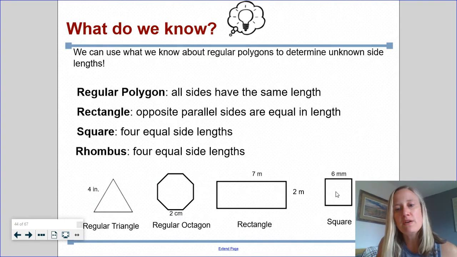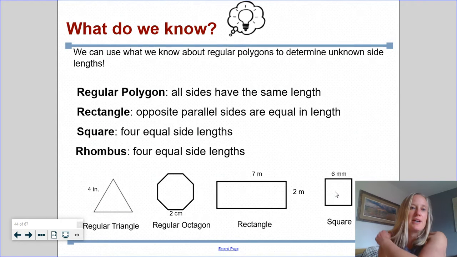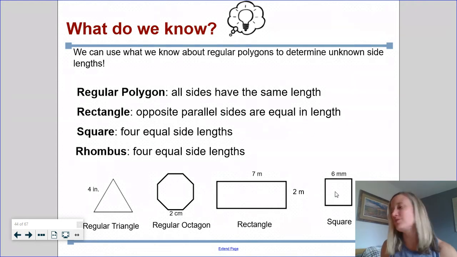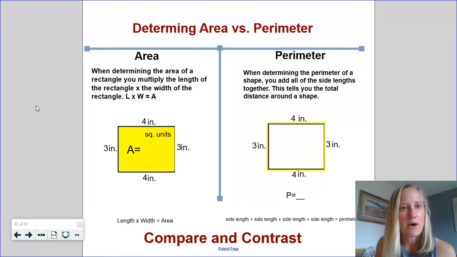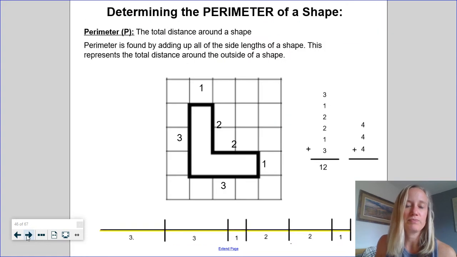Okay, and then a square and a rhombus have 4 equal sides because I just mentioned they're regular polygons, but you also learned that when we were learning about quadrilaterals. Okay, so how's this going to help us? Well, when we are figuring out the perimeter, we have to know the side lengths. So if we use what we just learned about regular polygons, squares, rhombuses, or rectangles having opposite sides that are equal, that will help us figure out the side lengths. And the reason we need to know the side lengths is because when we are finding out the perimeter, we are adding all the side lengths together.